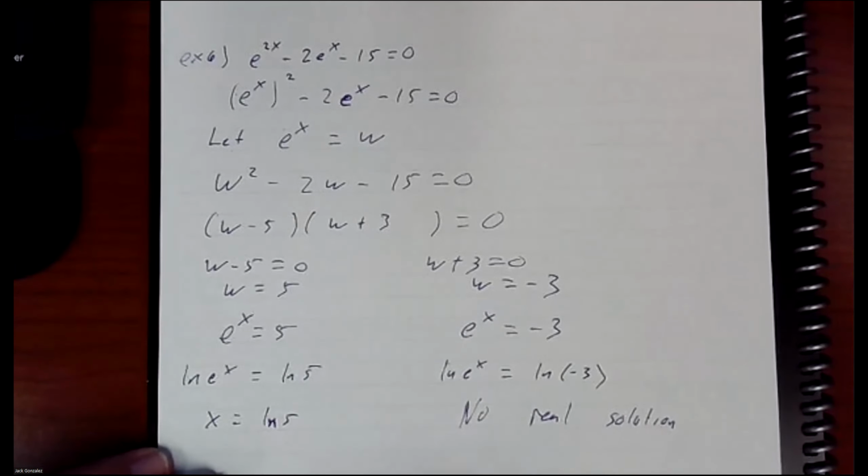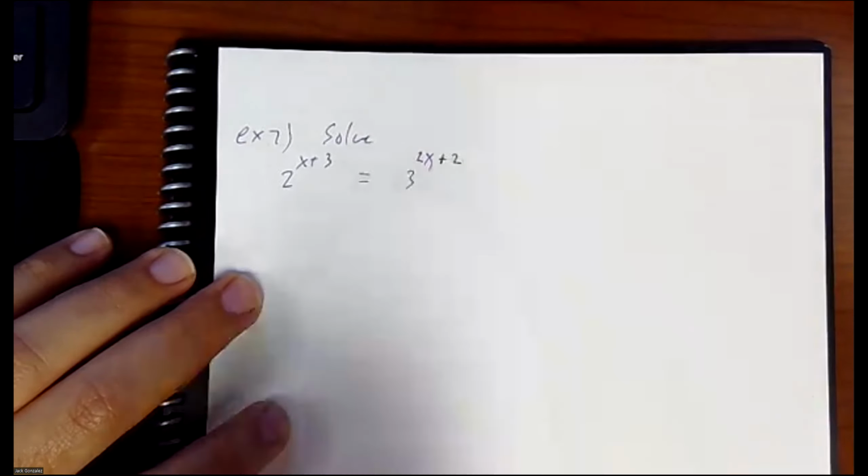Let me turn the page. Let me make one up for you. That's harder. Then we'll move on to log equations. Let's say this was 2 to the x plus 3 equal to, I don't know, 3 to the 2x plus 2.